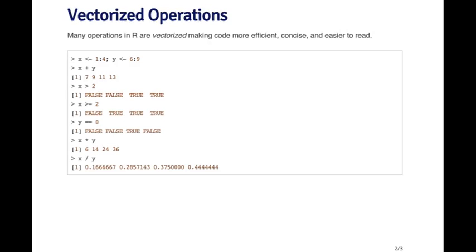The other arithmetic operations, like multiplication by the asterisk and division by the solidus, are all vectorized operations. So when you want to multiply, divide, add, subtract vectors, you can do the natural thing, just add them together or multiply them together, and the operation will be done in parallel.